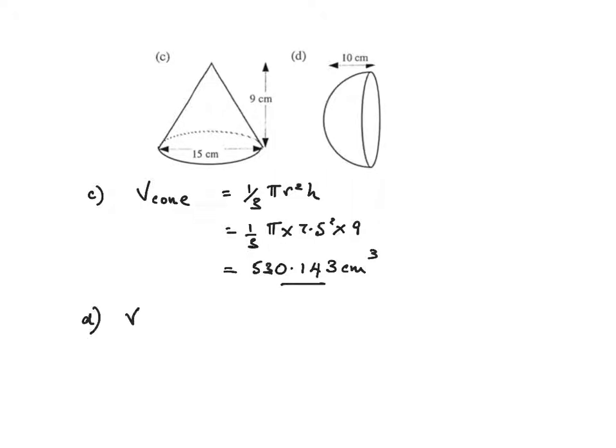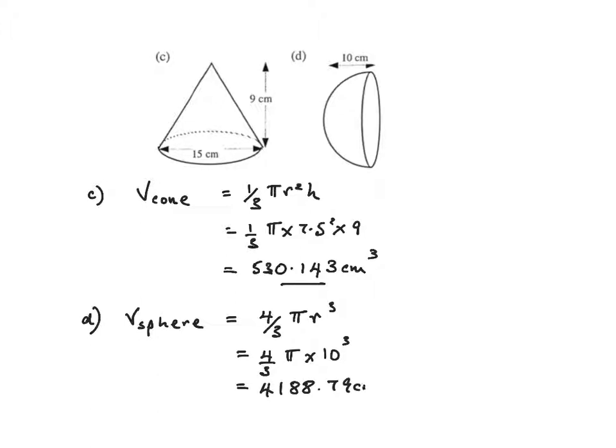Part D. Now the volume of a sphere is 4/3 pi r cubed. The radius of this is 10. So we get 4188.79. But we have to remember to divide by 2 because we've got a hemisphere here. So the final answer is 2094.4 centimetres cubed.